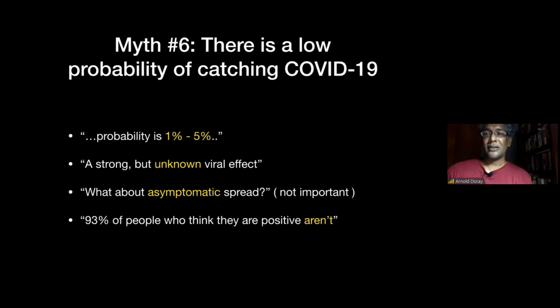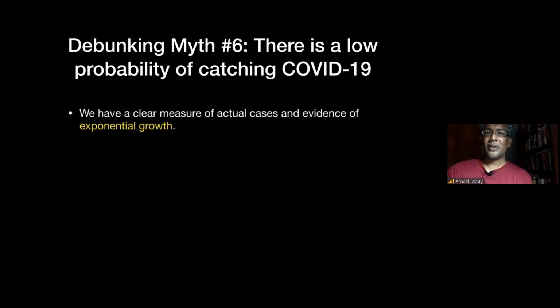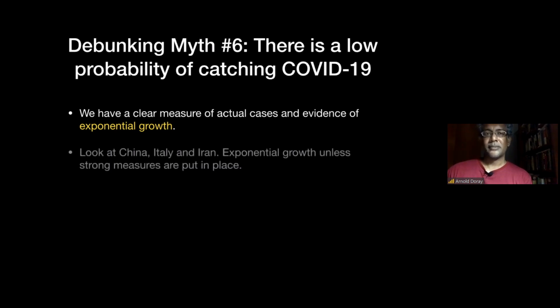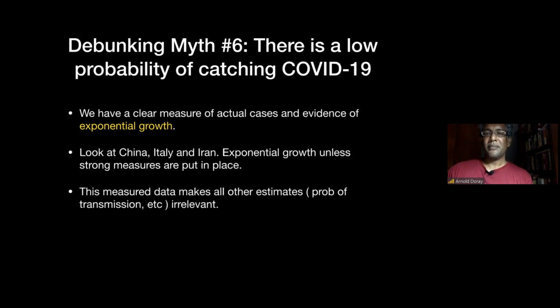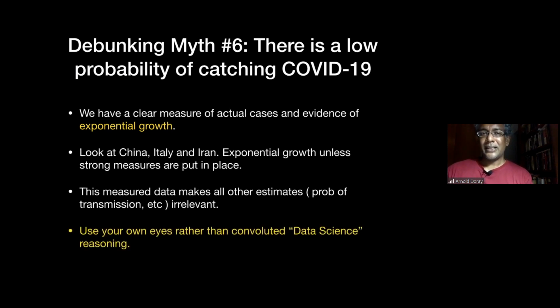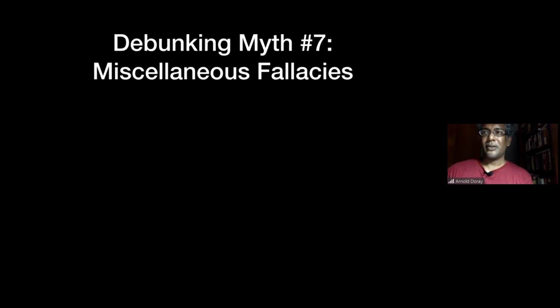Well, my answer to this is that there's already very clear measure of actual cases, and we see that in the number of actual cases, we see exponential growth. That's why on the log plots, those numbers are a straight line. So if you look at China, Iran, and Italy, you've got really exponential growth unless you have very strong measures put in place to prevent the spread of the virus. And that this measured data makes all the other estimates really irrelevant. So my advice is, in this situation, use your own eyes, look at the news, and rely on your own intuition rather than convoluted, data sciencey type reasoning, because it can actually make you lose the forest for the trees.